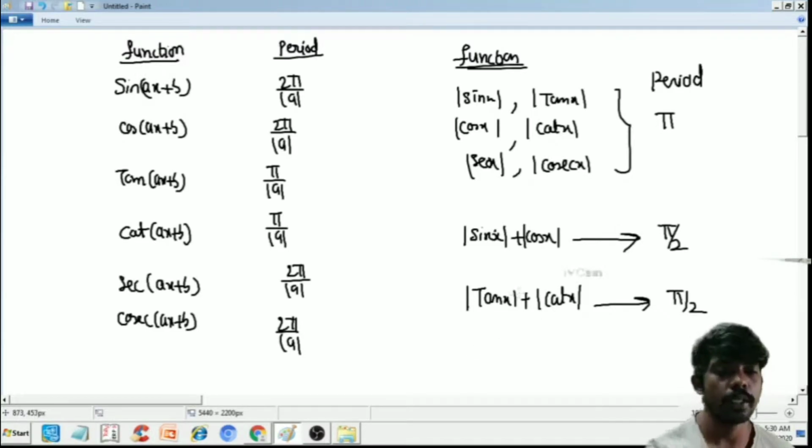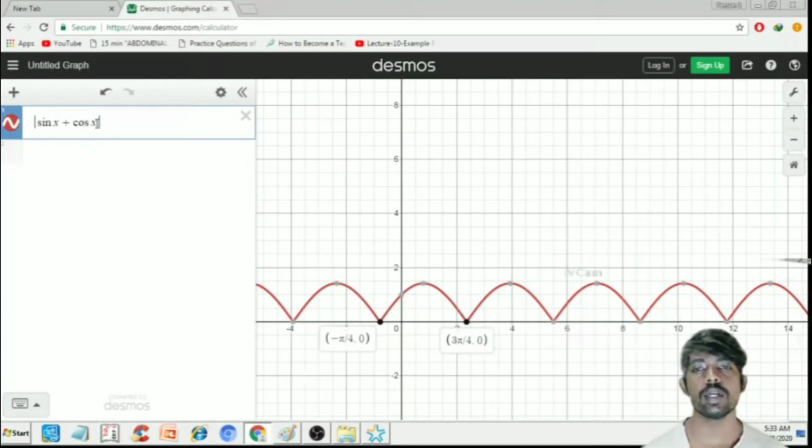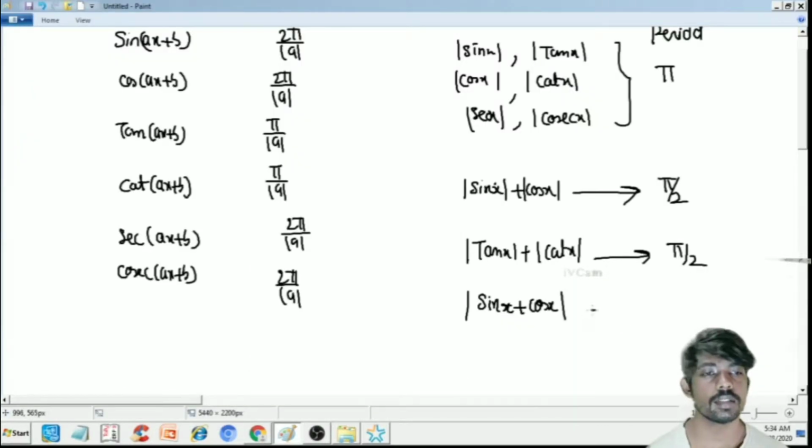Same. Next, here we have modulus of sin x plus cos x. Here in this, from 0 to minus pi by 4, the distance is pi by 4. Here the distance is 3 pi by 4. If we add up together, 4 pi by 4, which is nothing but pi. Hence the period of this function is pi. So I can write it as the period of the function is pi.